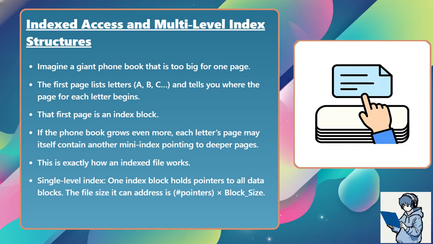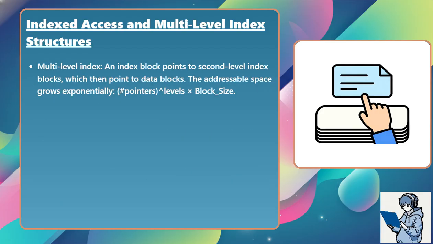Single-level index: one index block holds pointers to all data blocks. The file size it can address is number of pointers times block size. Multi-level index: an index block points to second-level index blocks, which then point to data blocks. The addressable space grows exponentially: number of pointers to the power of levels times block size.